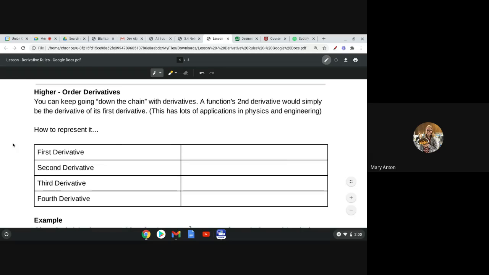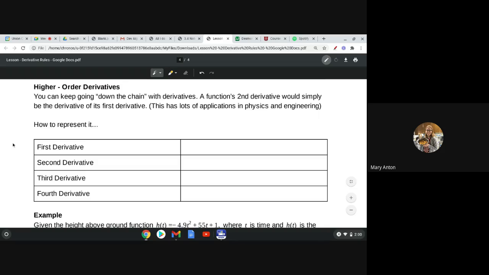So first, some notation, because these are all new symbols. So first derivative, we know these symbols. Give me a couple. dy dx. f prime of x. We've also used y prime, right? Those are probably the most common ones that we've used.